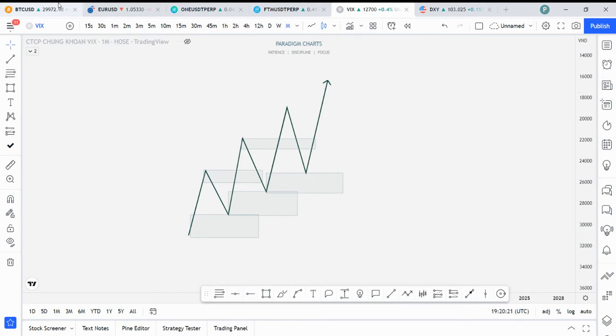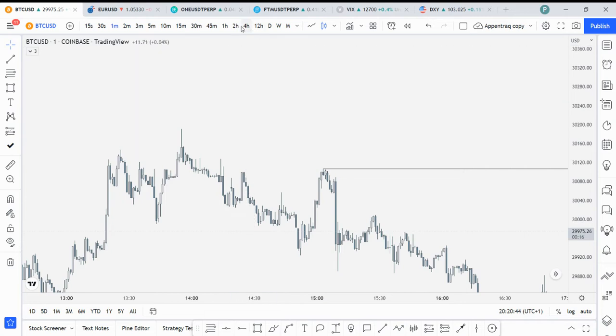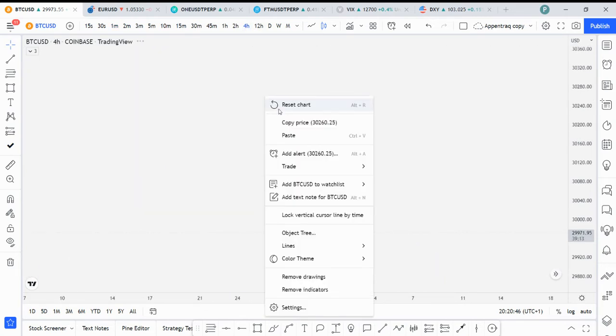Okay, so the range created zones are formed when price is caught between two price points and begins to range. Price forms a range and then breaks out of that range aggressively. That range, the whole of that range, becomes a demand or supply zone. Let me show you an example on BTC.